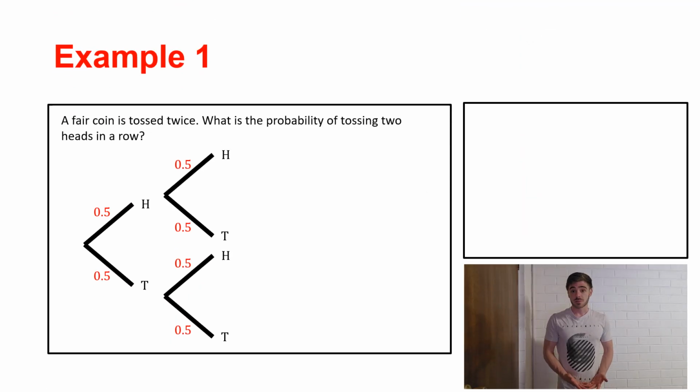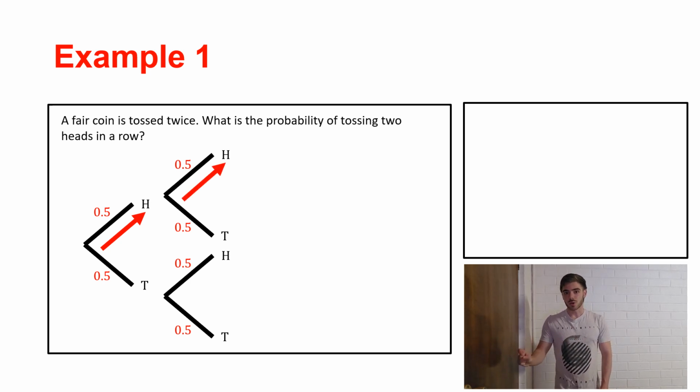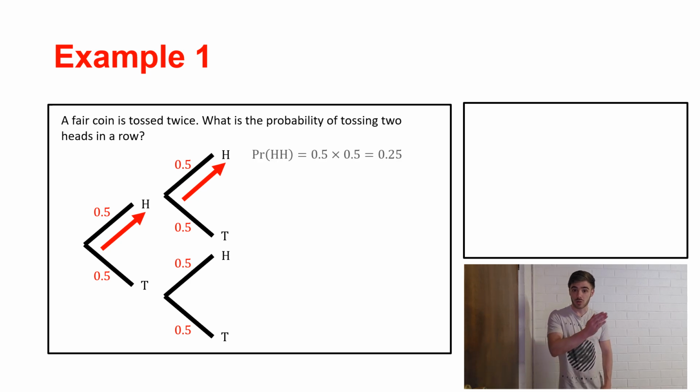So, first question. What is the probability of tossing 2 heads in a row? Well, the only way that ever happens is if you toss a head on the first toss and then a head on the second toss. The way it works for tree diagrams is that you multiply along the branches that you want. In this case, we're going to multiply along the first head and the second head. So this will end up just being 0.5 times 0.5, giving you a final probability of 0.25.